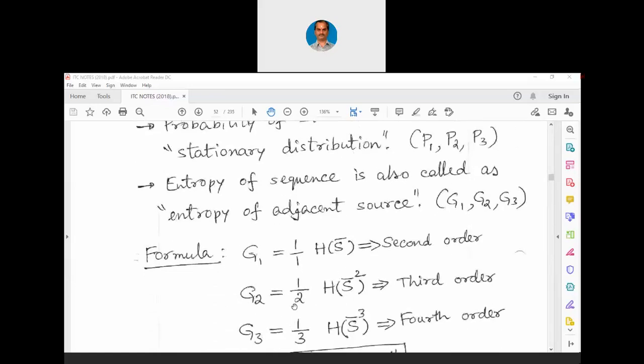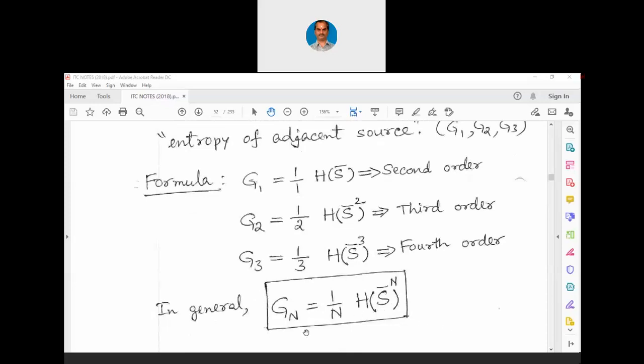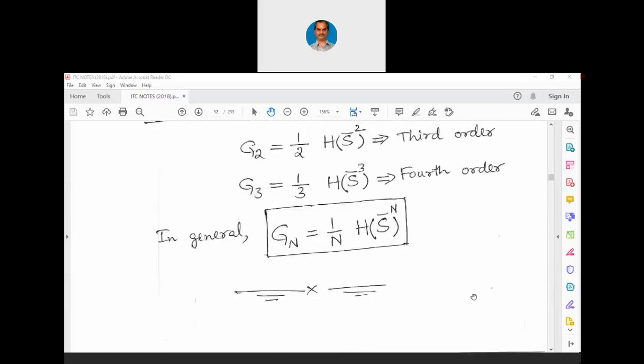Similarly, G2 is 1 by 2 H of s bar to the power of 2. Don't consider it as a square. It is not that, it is simply a symbolic notation. Now this is a third order system, and G3 is 1 by 3 H of s bar to the power of 3, that is a fourth order system. So in general, Gn equals 1 over n into H of s bar to the power of n. This is the general formula.